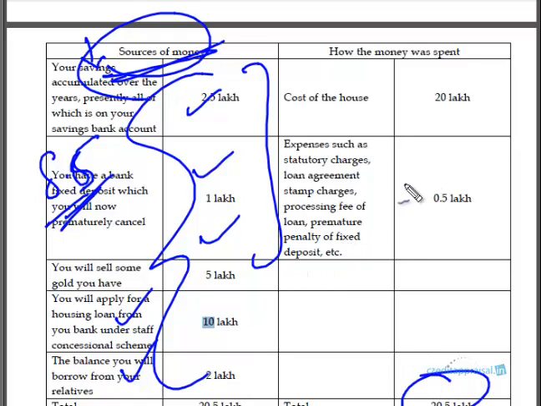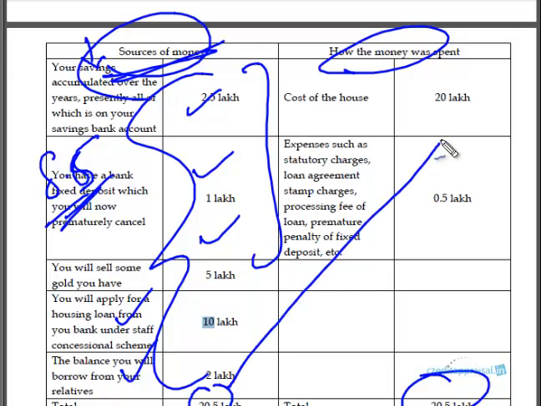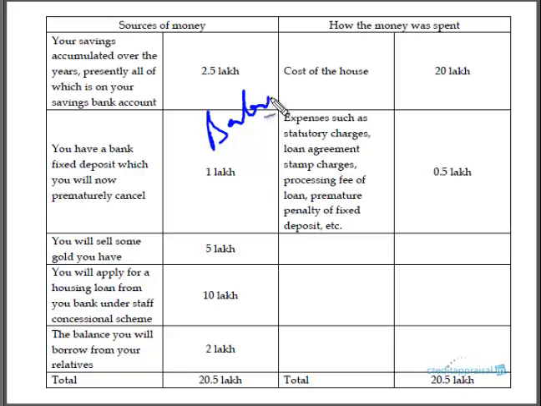right? So once you get the 20.5, how are you going to use it? So this column, how the money was spent, lists the use to which you will put this 20.5. This 20.5 you're going to buy a house for 20 and some 50,000 for some charges, right? Processing charges and other charges, right? So this is not a balance sheet in a strict way, but the concept of balance sheet is very simple. And balance sheet also does the very same thing.